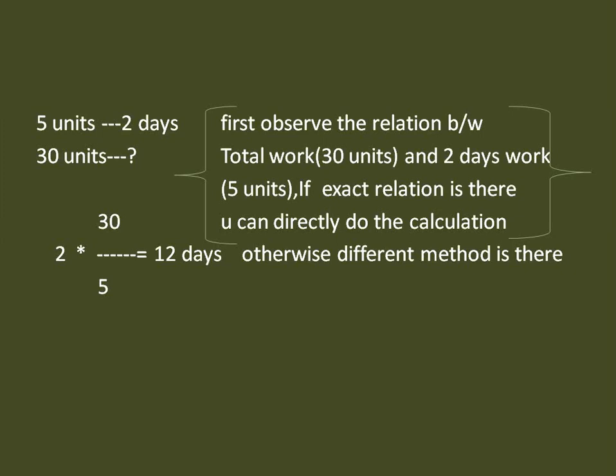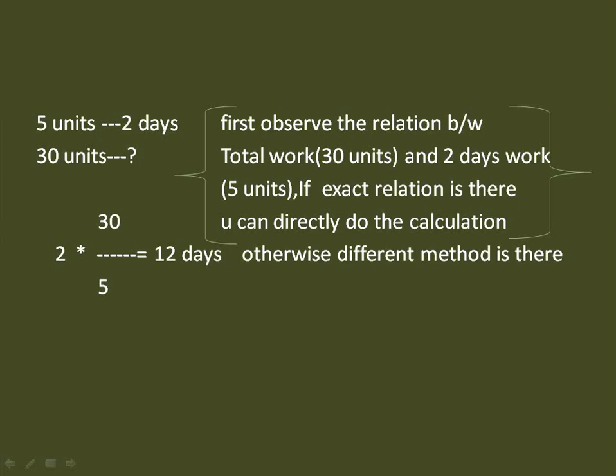You write the number which is exactly above the question mark and apply your common sense. In 2 days they can do 5 units. If they want to do 30 units, will more than 2 days or less than 2 days be required? Definitely more. So more is our answer. So which is more in 5 and 30? 30. 30 by 5. So upon cancellation 12 days will come.